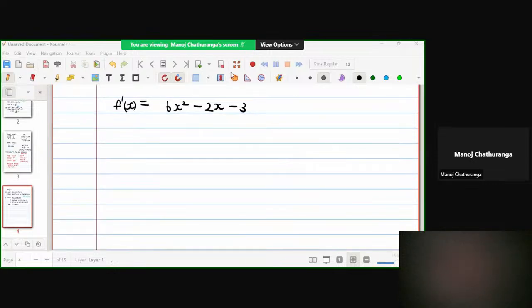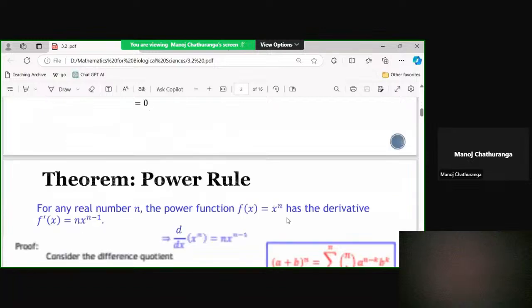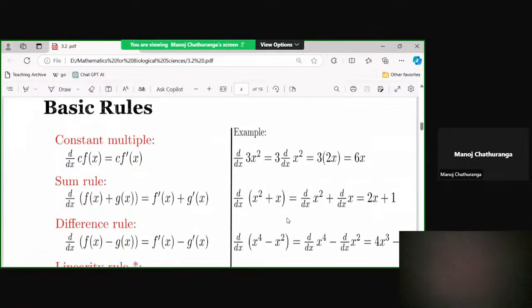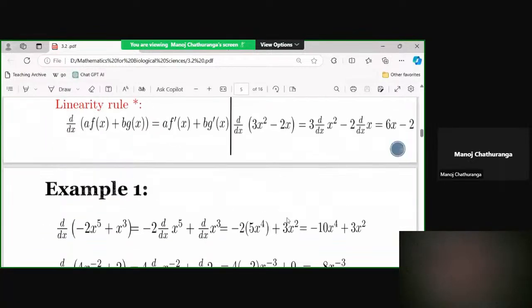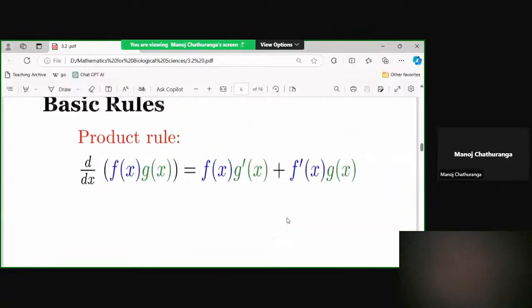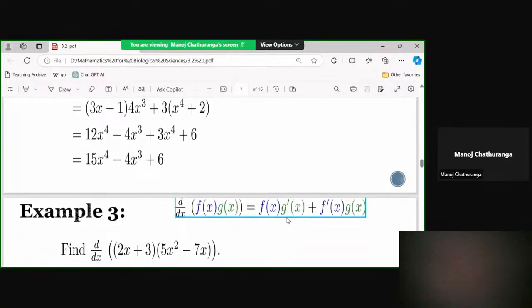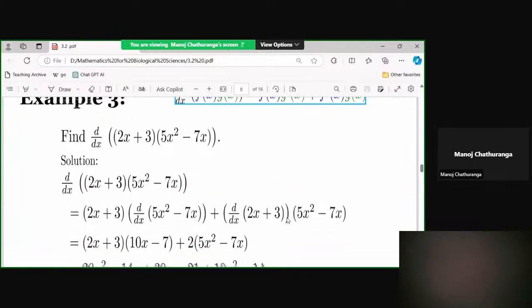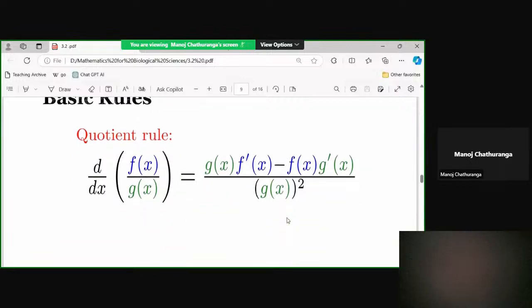Now let's move to the notes. We talked about the constant rule, power rule, constant multiple rule, sum rule. Then finally we talked about the product rule. With the product rule, we can differentiate many other functions now. And let's see whether we can differentiate quotients, ratios. To differentiate ratios, we have another rule. This is called the quotient rule.